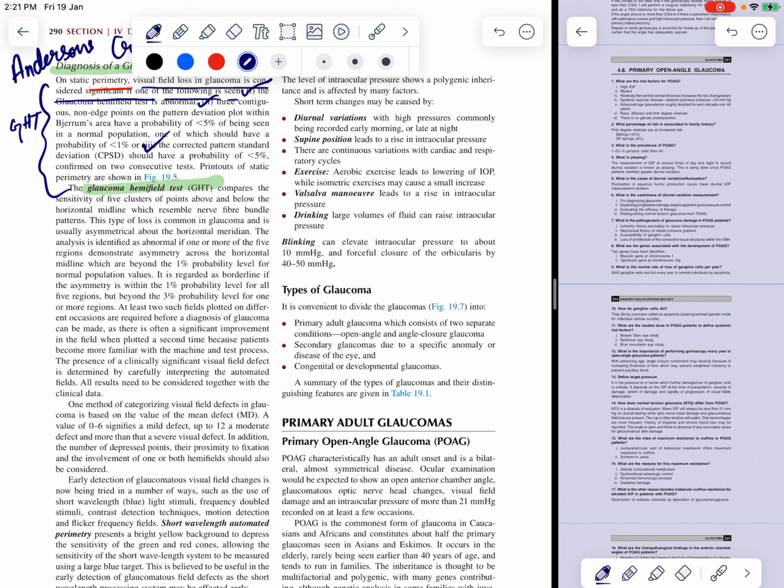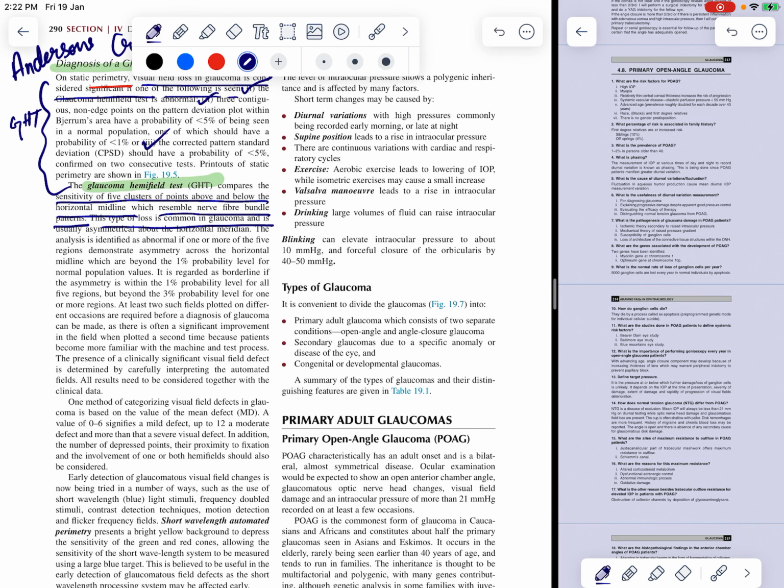Glaucoma hemifield test compares the sensitivity of 5 clusters of points above and below the horizontal midline which resemble the nerve fiber bundle patterns. This type of loss is common in glaucoma and is usually asymmetrical above the horizontal meridian. The analysis is identified as abnormal if one or more of the 5 regions demonstrate asymmetry. The key being asymmetry. Asymmetry in the pattern of perimetry. Just remember it like that. It is regarded as borderline if the asymmetry is within 1% probability level for all 5 regions, but beyond 3% probability level for one or more regions. At least two such fields plotted on different occasions are required before the diagnosis can be made.